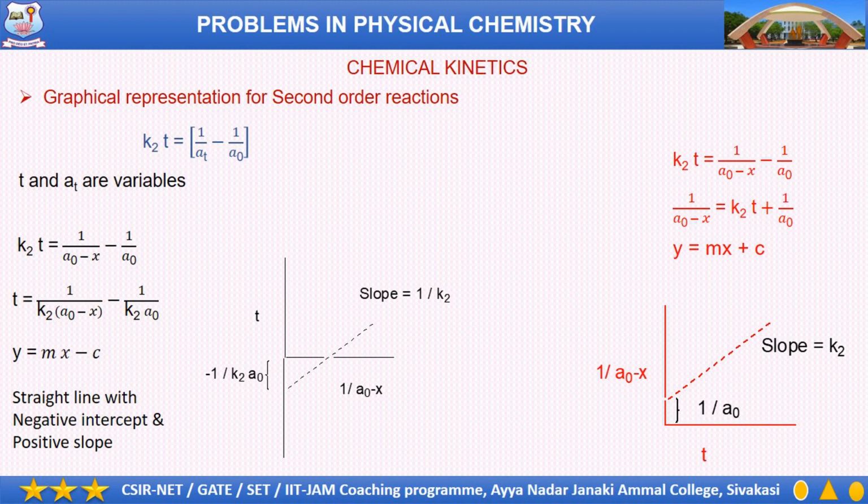Therefore, now you will get this type of equation. This is 1 by a naught, and here this value is minus 1 by k2 a naught. This is the difference between these two, and here the slope is equal to k2. Therefore, using either this one or that one, you can answer this problem.